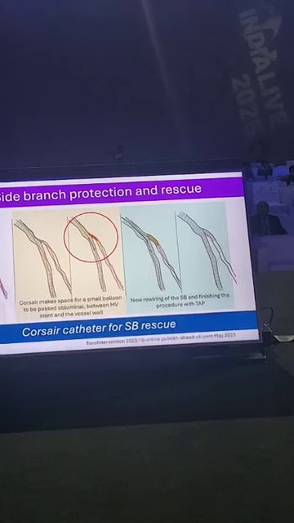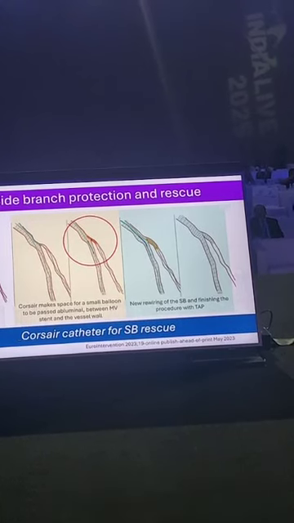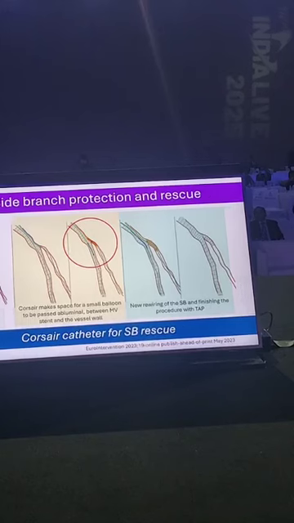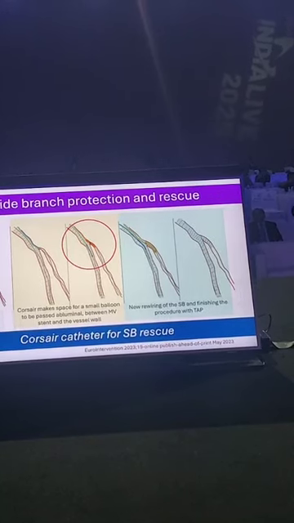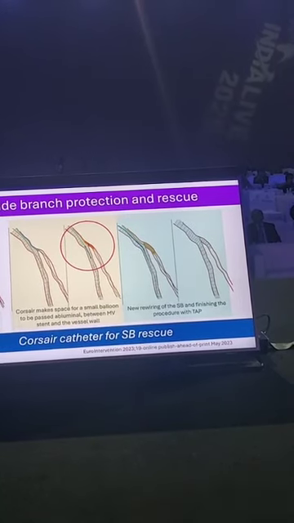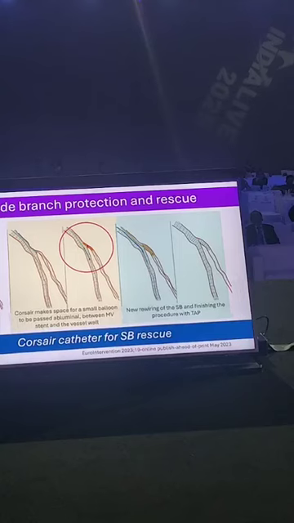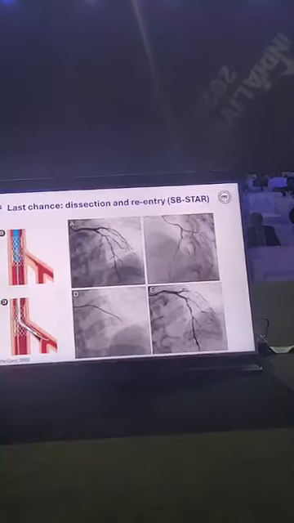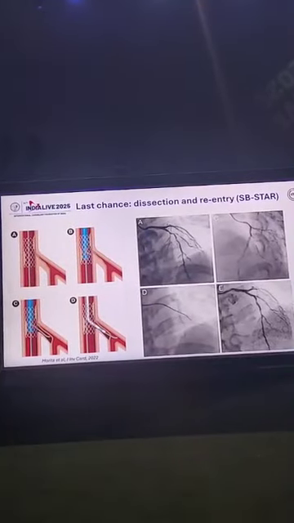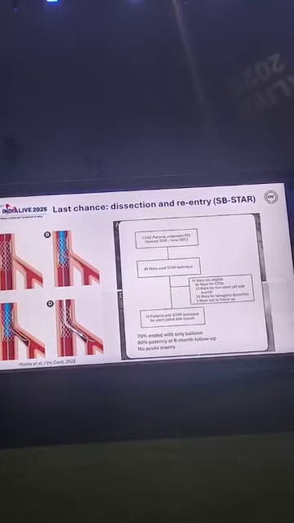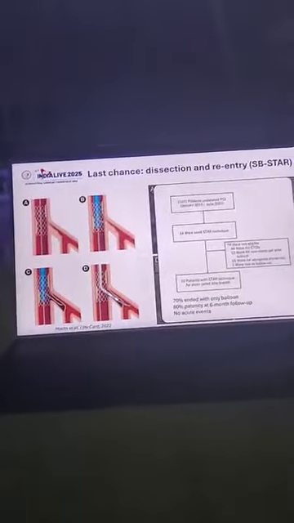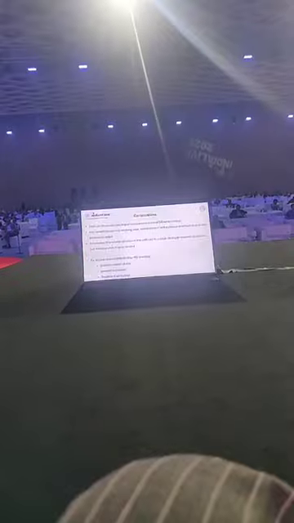Here you have another possibility to have protection and rescue of the side branch using a Corsair catheter that's making a small space on the balloon. Last chance, really last chance, is the reception and community. There are not so many data, but there are some data showing that in selected patients, you might use this technique with quite acceptable success.